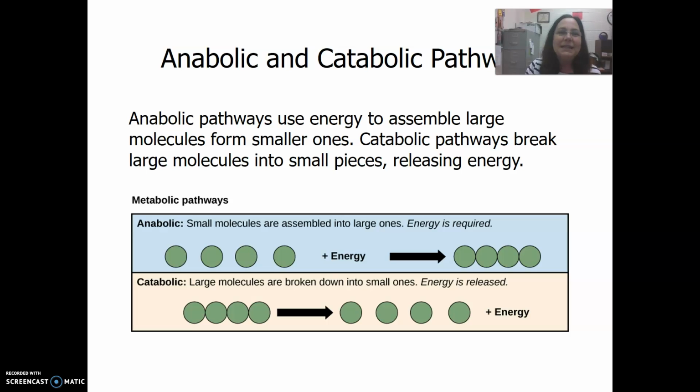All right, so it's anabolic if it is a building reaction, if it's a synthesis reaction. It's catabolic if it's a breakdown reaction. Every time we break down molecules in the food that we eat, it's a catabolic reaction. Catabolic reactions release energy. Anabolic reactions require energy.